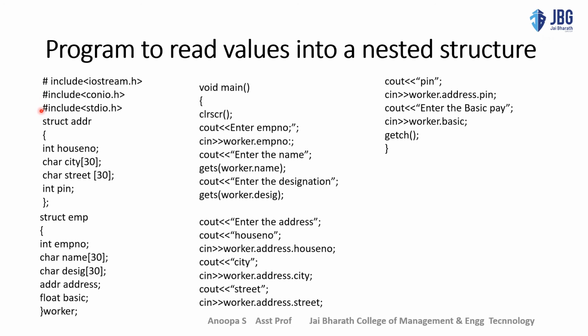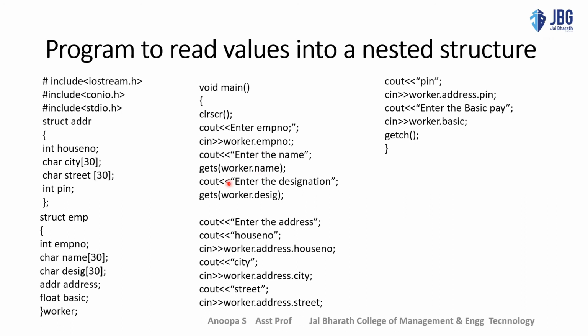So these are the header files. These are the two structures that we have already discussed: structure address and also another structure employee. So how can we assign values? This is our main function. Enter employee number. When I am entering the employee number, we are giving a particular employee number using scanf worker dot employee number. So worker is the structure name and we are assigning the employee number to that particular structure.